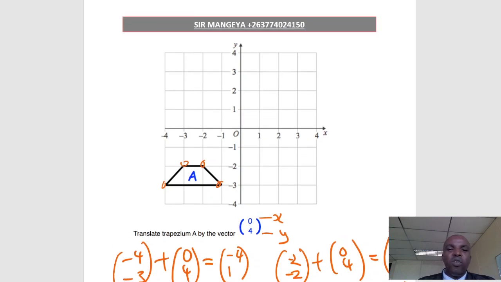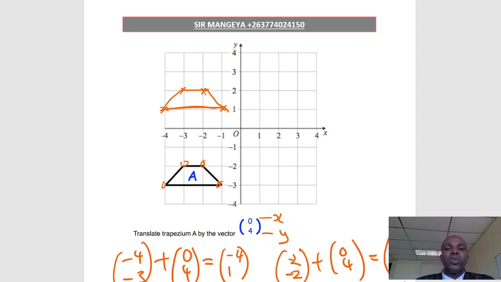First one, x minus 4, y 1. Then x minus 3, y 2. Next, x minus 2, y 2. Next, x minus 1, y 1. Then you join your points. This will be your trapezium translated by vector 0, 4.